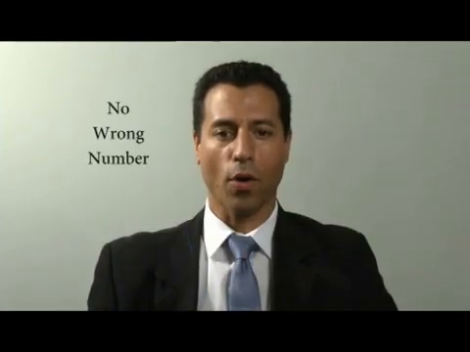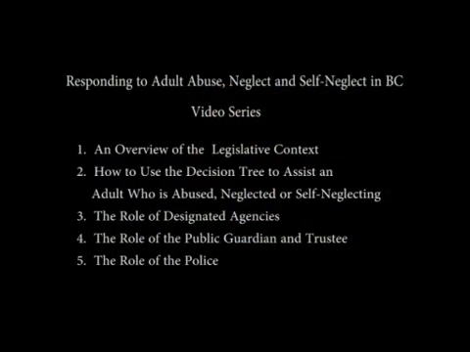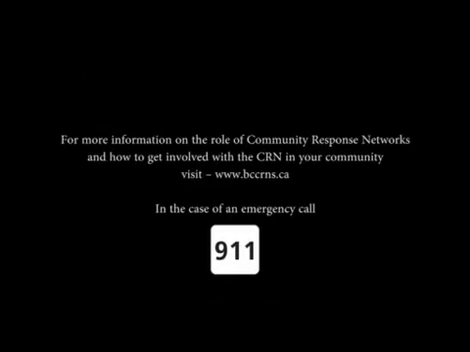While there is no wrong number to call, being able to make effective referrals in the least number of phone calls helps everyone involved. For more information about actions that can be taken by a designated agency, please review the designated agency column on page 2 of the decision tree. For more information on how to assist an adult who is abused, neglected, or self-neglecting, watch all 5 videos in this series.